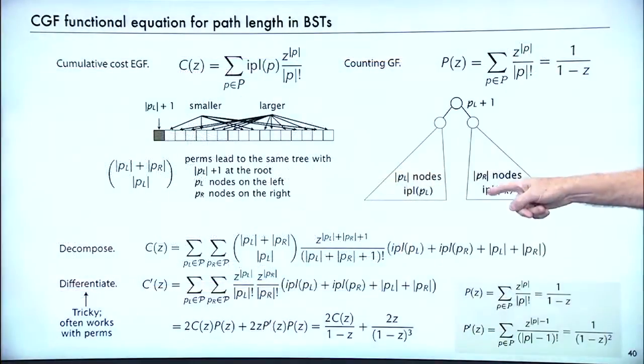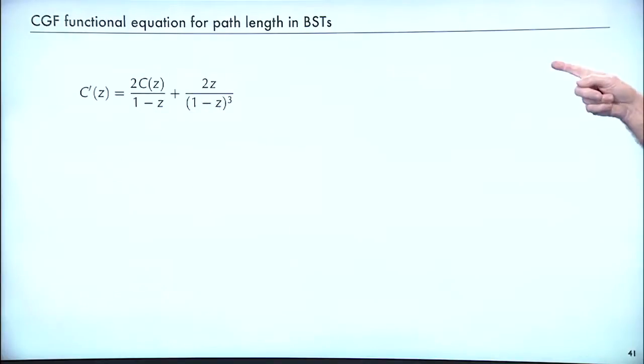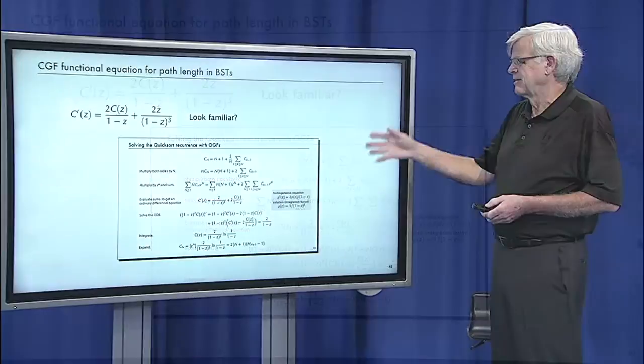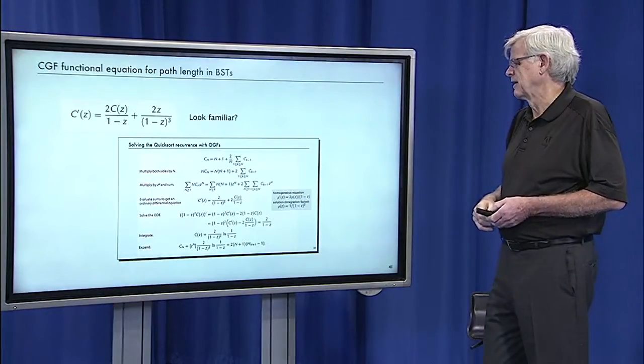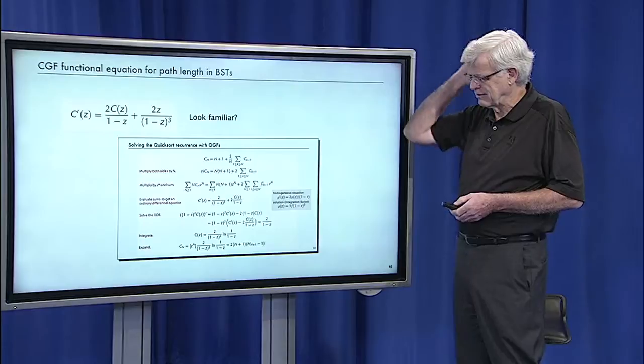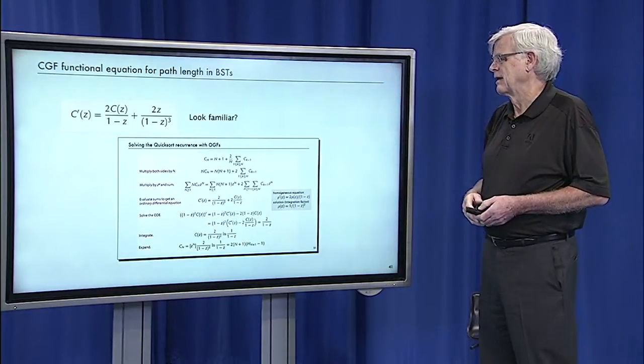And again, solving for C of Z gives, just simplifying that, substituting in for P of Z gives a very simple equation. So recognize that equation. We saw that in the first lecture, actually. That's the equation that came up with solving the quicksort recurrence. I guess it came up in the generating function lecture. Pretty much the same equation.